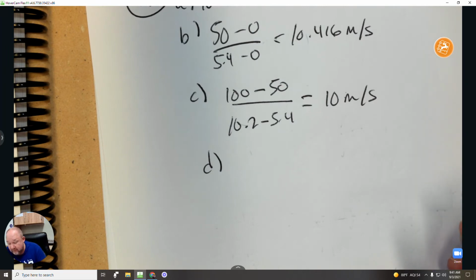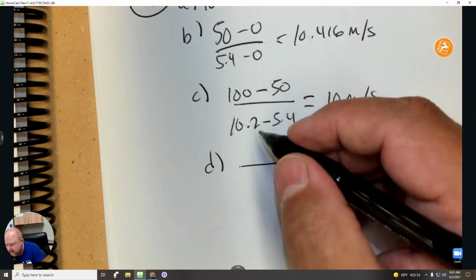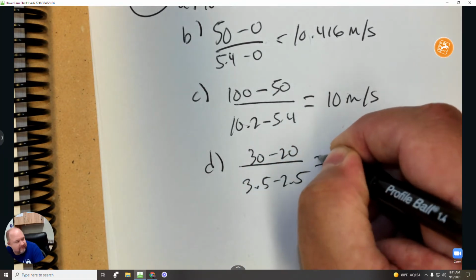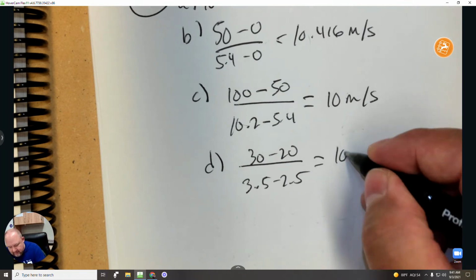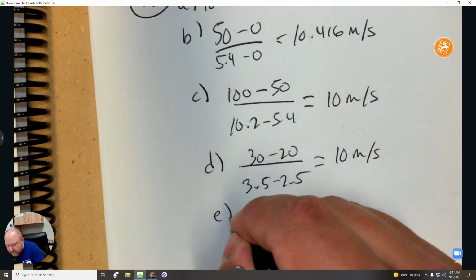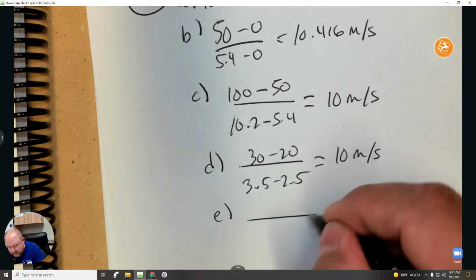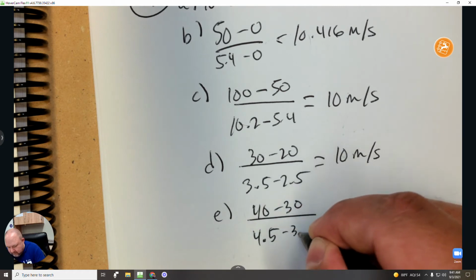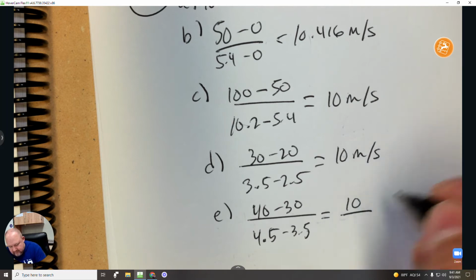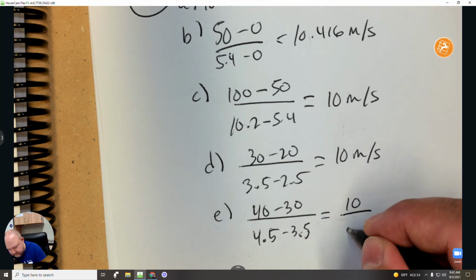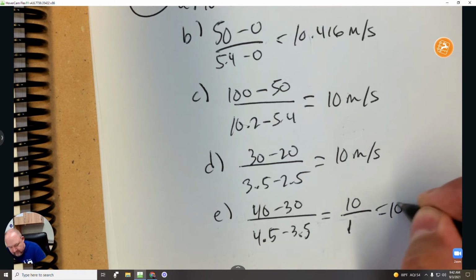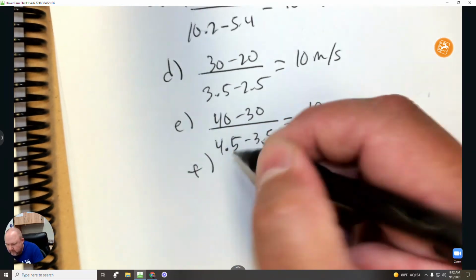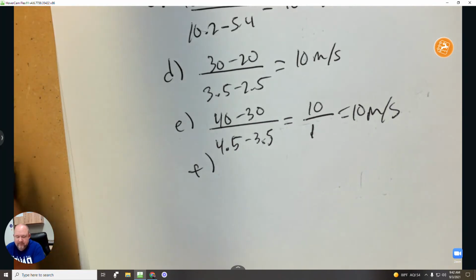What's the sprinter's average speed between 20 and 30? Well, that would be 30 take away 20, and 3.5 take away 2.5. So the average there, again, is 10 meters per second. E, what's the sprinter's average speed between 30 and 40? So again, 40 take away 30, 4.5 take away 3.5. Same thing, right? 10? Yep. Meters per second.